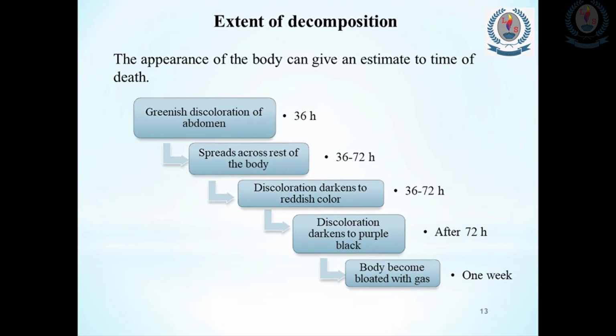Right, children. The last one is the extent of decomposition. Simply, this means the appearance of the body can give an estimate of the time of death. So here I used one example, how the discoloration of the abdomen happens. So greenish discoloration of the abdomen can be observed after 36 hours of death.